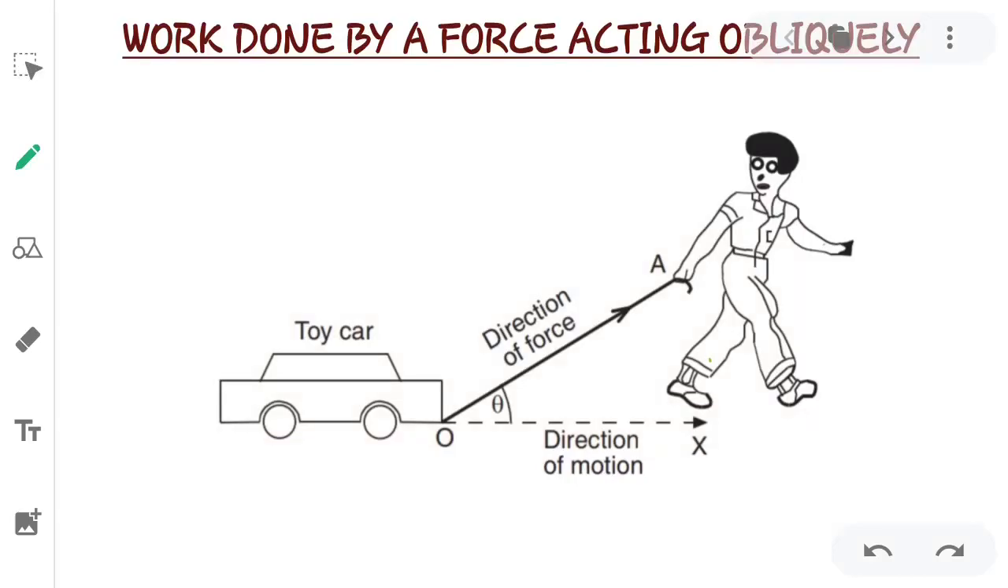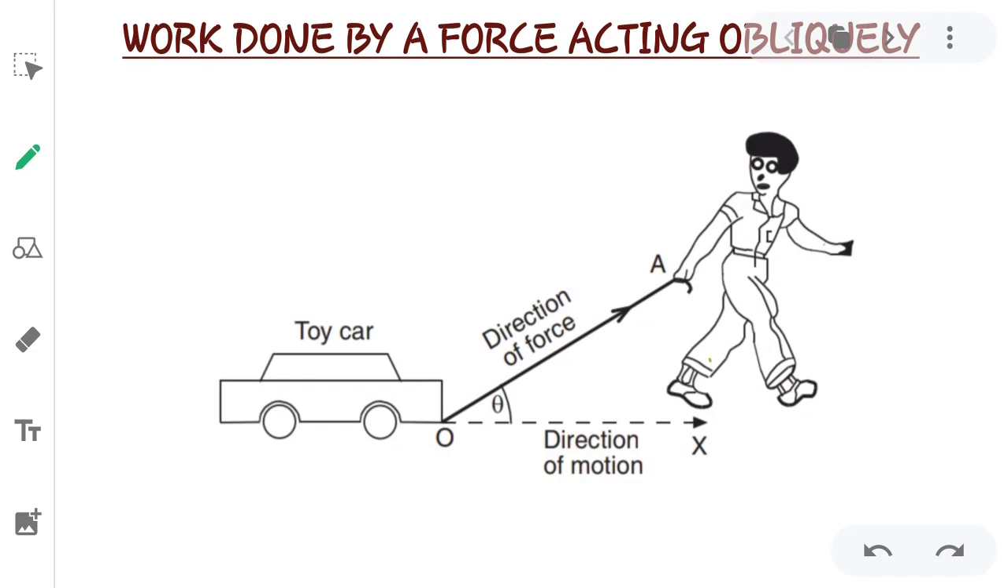Good morning, students. As you can see the title today, work done by the force acting obliquely. So today we will talk about the force which will act obliquely, means the force is acting with some angles. As you can see in this picture, a boy is pulling a car. Here you can see the direction of force is different and the direction of motion is quite different.